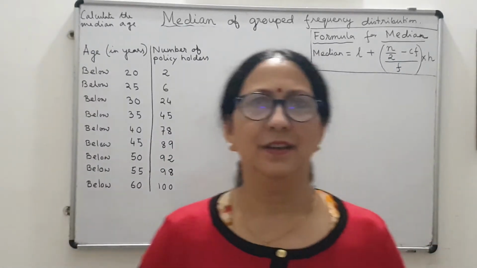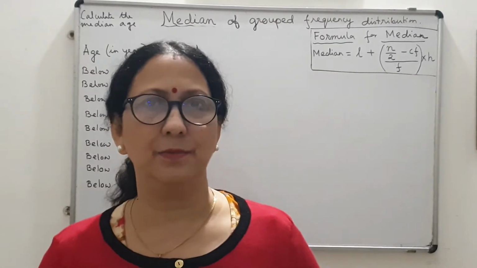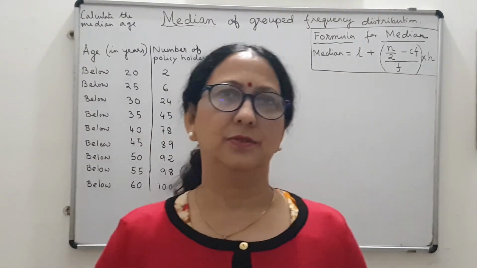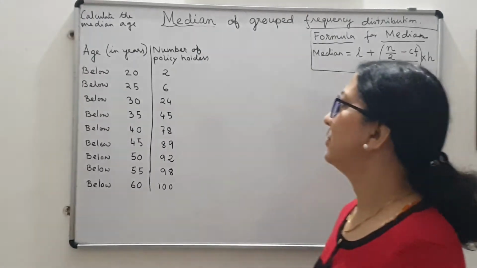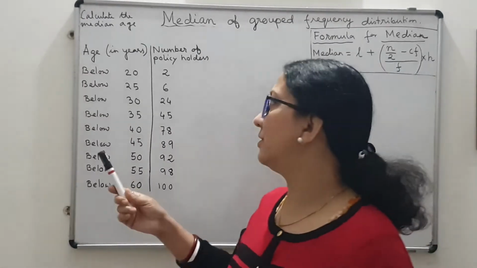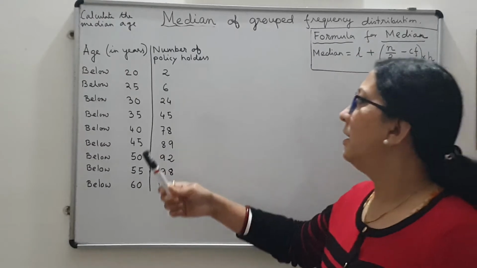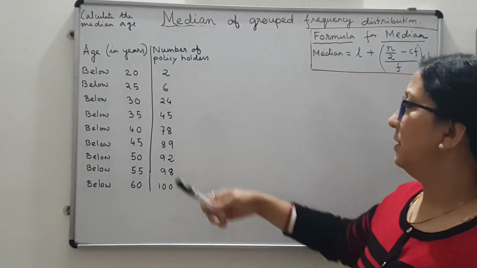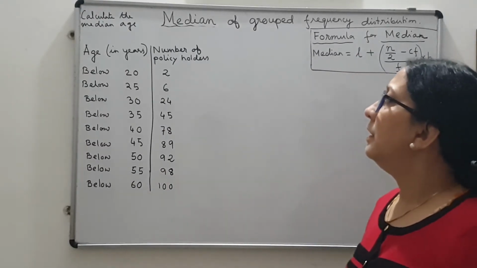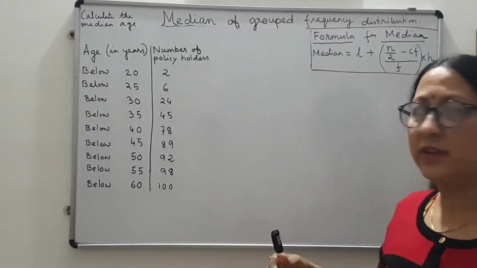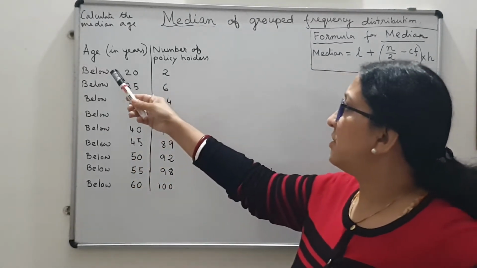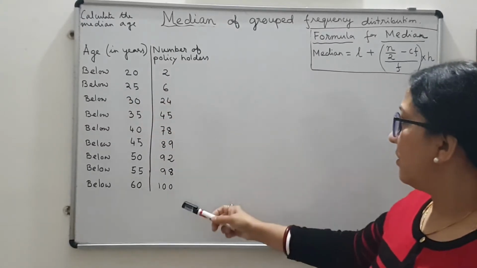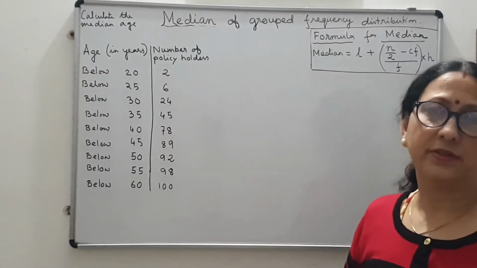Hi everyone. So we'll be continuing median questions. I have taken a question from NCERT exercise 14.3. This is actually question number 3, where the data is taken by some insurance agent about the age distribution for 100 policy holders.